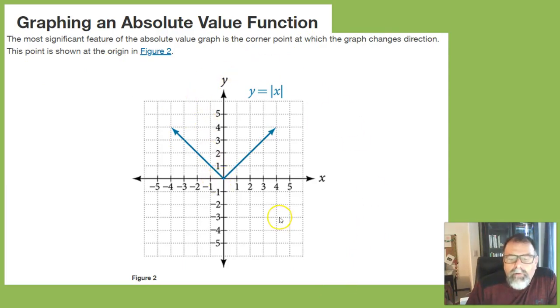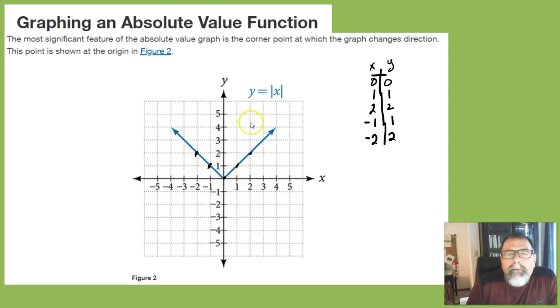Okay, so this is our toolkit absolute value function that we should know. If you do these points, absolute value of 0 is 0, absolute value of 1 is 1, absolute value of 2 is 2, and then absolute value of negative 1 is 1, and absolute value of negative 2 is 2. You plot those points, you get this V. So this should become super familiar to you that you can graph it no problem. And again, this is the corner point. Let's use some more math lingo here. That's the vertex, right? That's the bottom of the V.